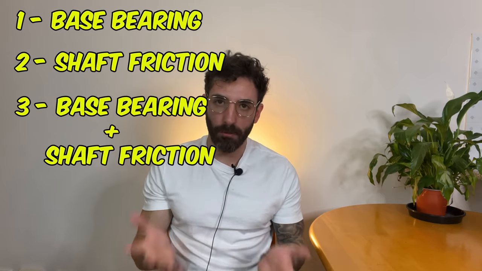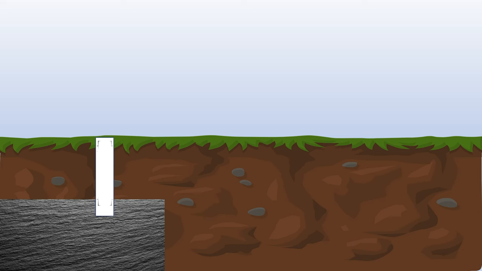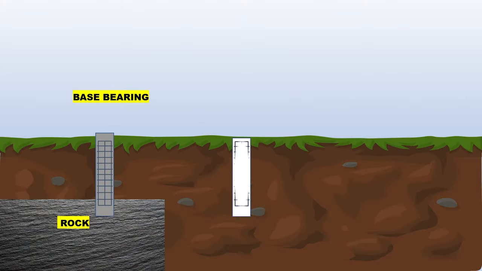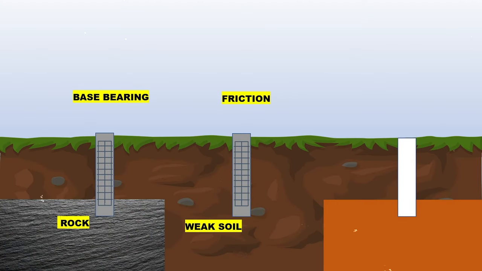And the three subcategories are related to their load-bearing mechanisms, which are base bearing, shaft friction, and a combination of both. Essentially, base bearing piles get most of their strength from the bottom part of the pile, which sits on either rock, hard, or dense soil. On the other hand, shaft friction piles get their strength mainly from the sides of the pile rubbing against the surrounding soil. And the third subcategory are piles that get their strength from a combination of side friction and base bearing.